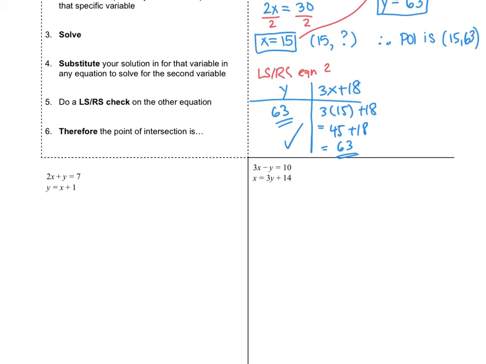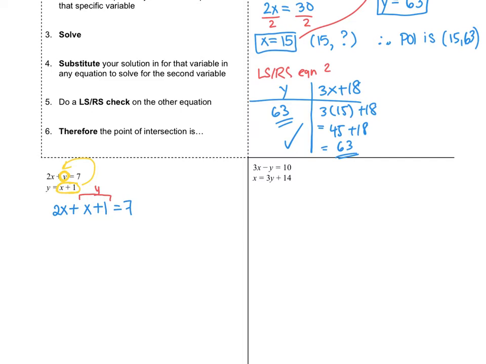Okay, let's try another example. So step one is to isolate. But if we already have a variable isolated for, we're lucky. And we do. In the second equation, I see that y is equal to x plus 1. So I'm going to take that x plus 1, and I'm going to find y in the first equation, and I'm just going to swap it in or substitute it in. So instead of 2x plus y, I'm going to write 2x plus x plus 1 equals 7. So this x plus 1 used to be the y, but we replaced it.